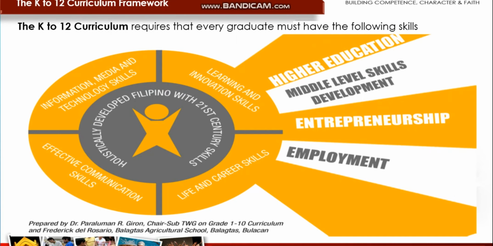So, one of the features of the K to 12 curriculum is the requirement to equip every graduate with the following skills. These are the 21st century skills that you are expected to come up with after you graduate from this K to 12 program. So we have the information, media, and technology skills. We also have learning and innovation skills, effective communication skills, and the life and career skills. So we'll not dig deeper about these different skills because this was discussed already in your previous years.